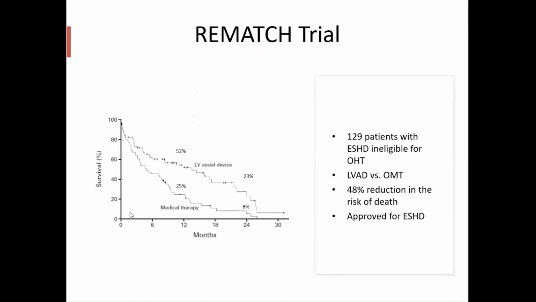This is a comparison of patients with medical therapy versus LVAD, and there was a 48% reduction in the risk of mortality. That's how the LVAD was approved as destination therapy.